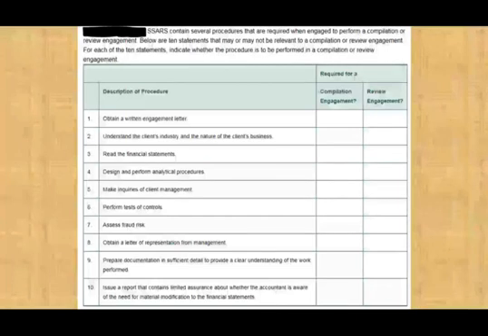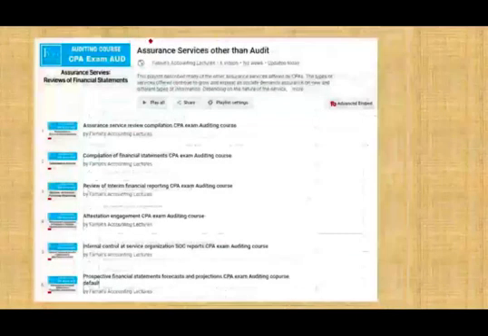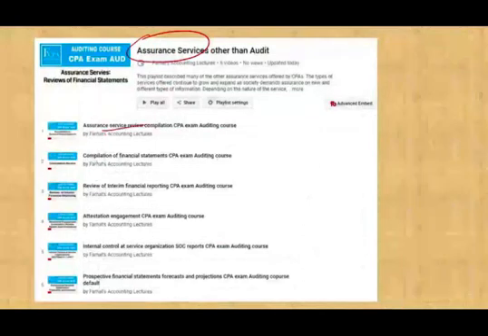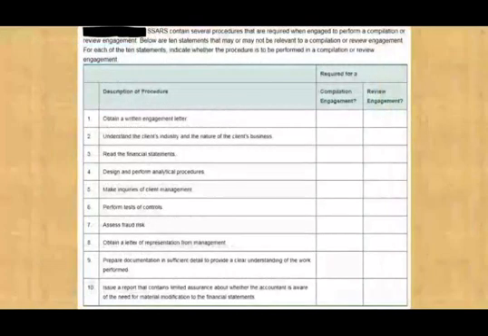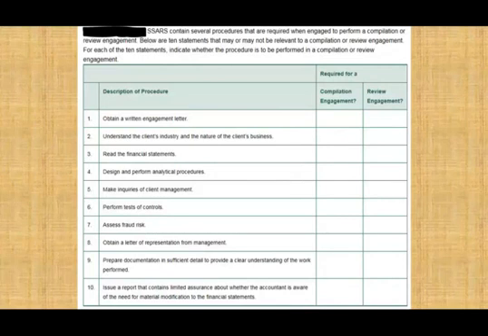This is Professor Farhad. In this session, we're going to look at an example that deals with compilation and reviews. This is part of assurance services other than audit, in which we covered reviews and compilation. So in this session, we're going to find out what we are required to do under a compilation engagement, and what we are required to do under a review engagement.